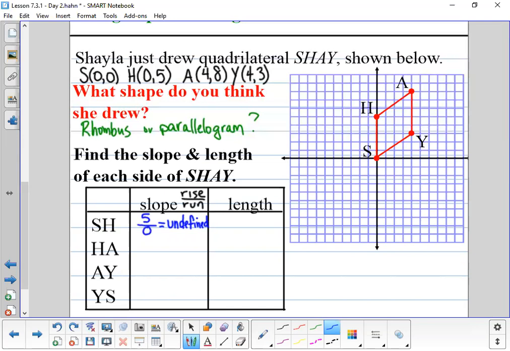When it comes to finding the length of this side, I can just count. When my line is horizontal or vertical, I can just count the length by how many units it is. So 1, 2, 3, 4, 5. It has a length of 5.